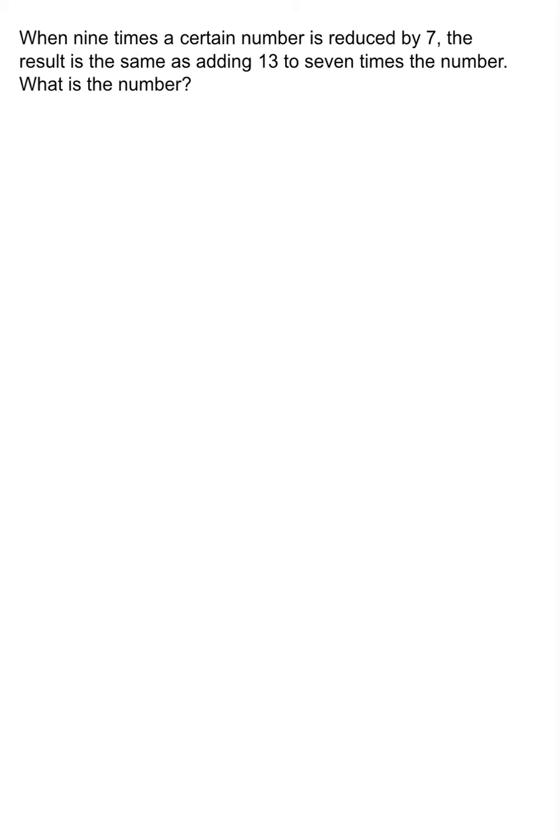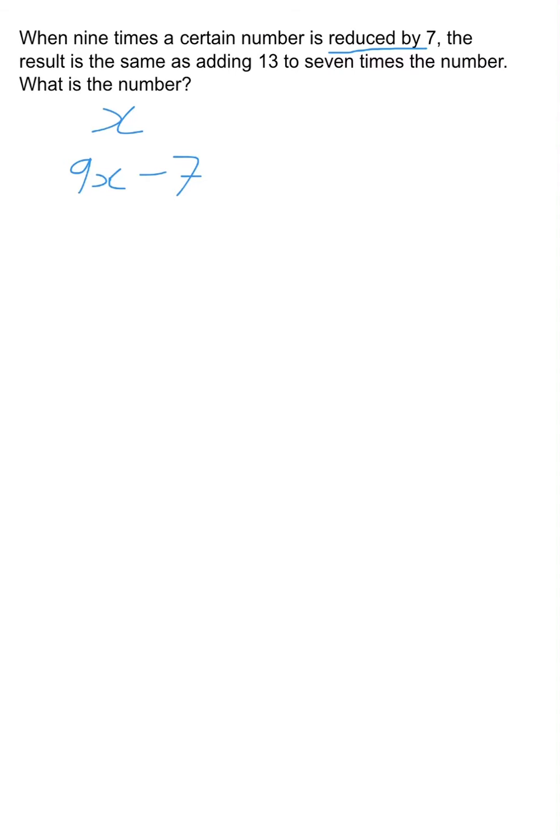When 9 times a certain number is reduced by 7, the result is the same as adding 13 to 7 times the number. What is the number? Okay, so the first thing we'll do, if we have an unknown, that would be x. So that's the unknown number we don't know. Now let's read through the question. When 9 times a certain number, so 9 times, that'll have to be 9x. Then is reduced by 7. So reduced is subtract, so we'll have 9x minus 7.